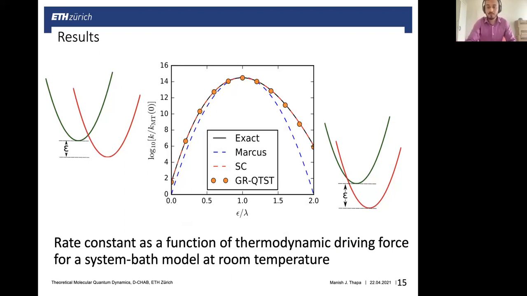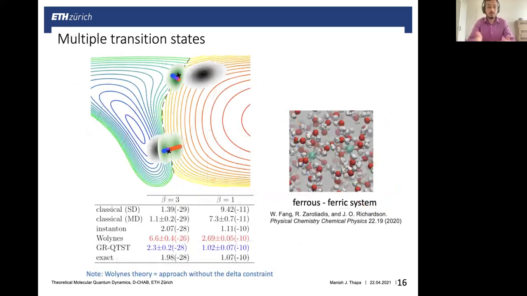And we tested our approach on systems with multiple transition states. So this system has 2 instantons. The reaction can occur either from the bottom channel or top channel. And this is a nice system to study because this is typical of liquid systems, right? In liquid systems, the potential energy surfaces cross at multiple points, and there are many channels the reaction can occur.